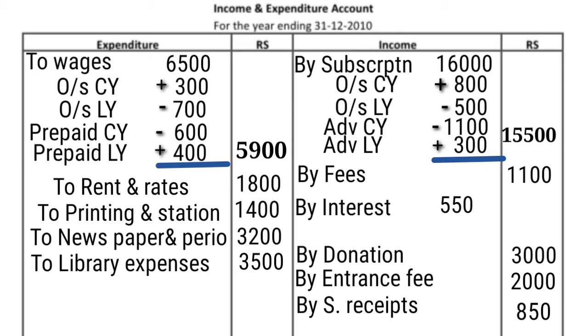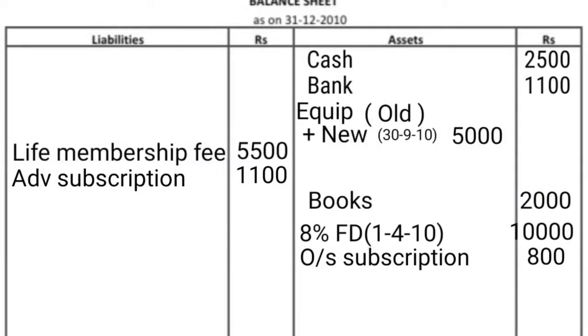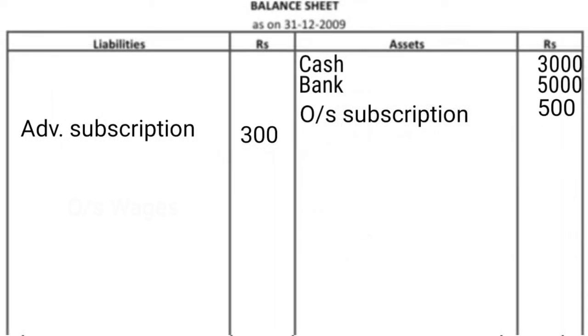So this we will enter on the liability side of the balance sheet. Current year outstanding we will enter in the current year balance sheet, and last year outstanding we will enter in the last year balance sheet. In the current year balance sheet we will write outstanding wages rupees 300, and in the last year balance sheet we will write outstanding wages 700.